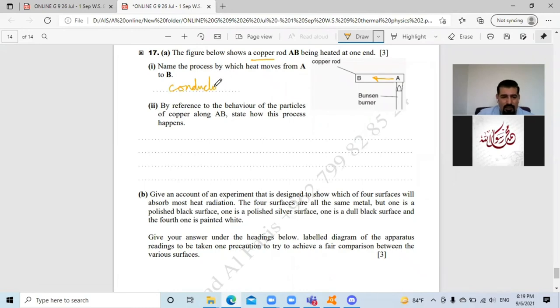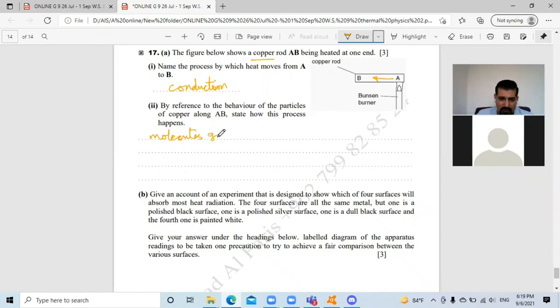This question is extended, not core. Conduction. Refer to the behavior of the particles of the copper along AB. State how this process happens. Molecules. Exactly. Molecules gain heat, and they vibrate and collide more often with the neighbor molecules. So one by one, heat is transferred from the hot side to the cold side, from A to B.